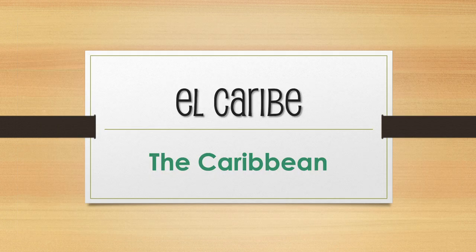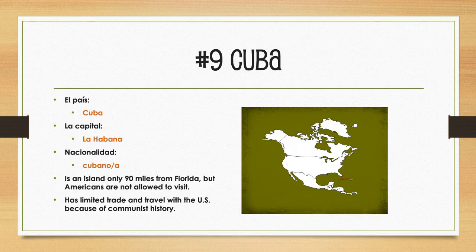All right, next we're going to move into El Caribe, the Caribbean. The biggest country in the Caribbean is Cuba. Cuba is the name of the country. La Habana, silent H, right? In English, we pronounce it Havana, but in Spanish, it's La Habana, the capital city. The nationality for Cubans is Cubano for a male or Cubana for a female.